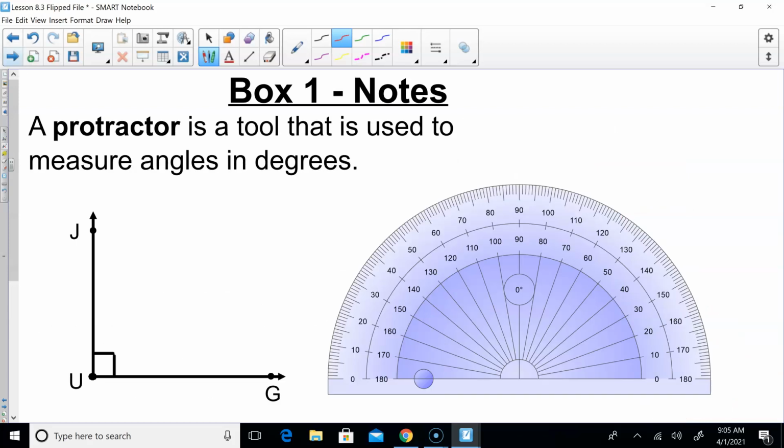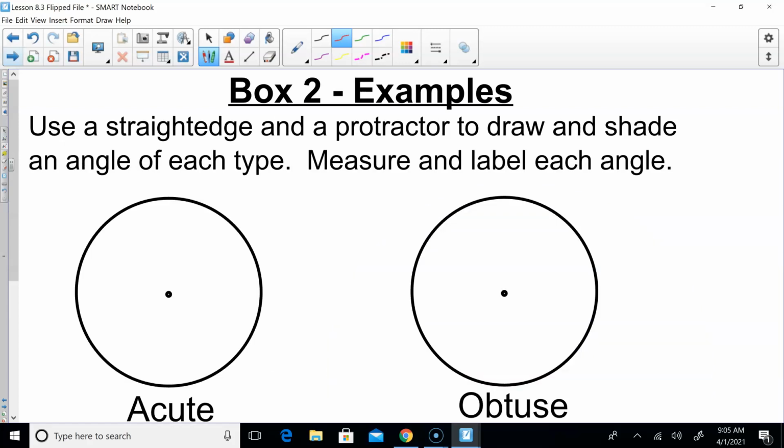Protractor is still what we're going to use to measure angles in degrees, and even use a protractor in a circle. And now we're going to use a straight edge and a protractor to draw and shade an angle of each type. So we're going to use a straight edge, so I'm going to use these straight lines because that way we get exact marks. Let me go from here, and there's my first one.